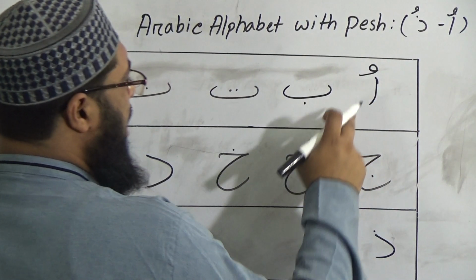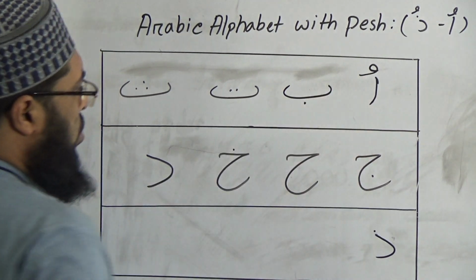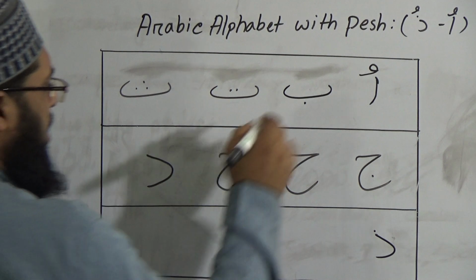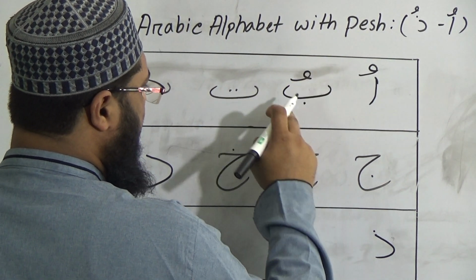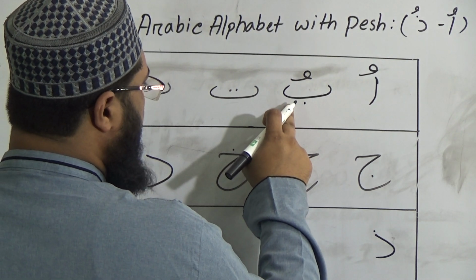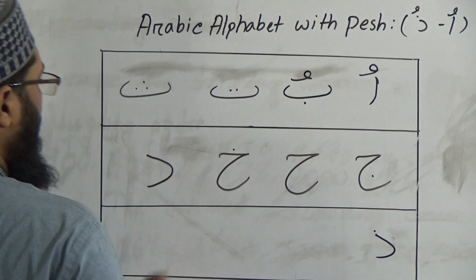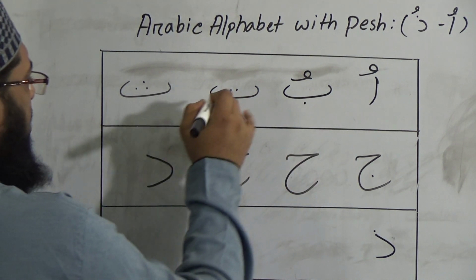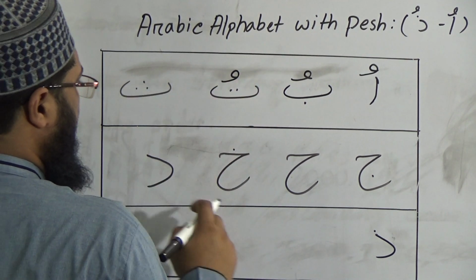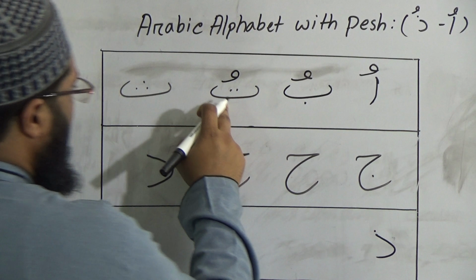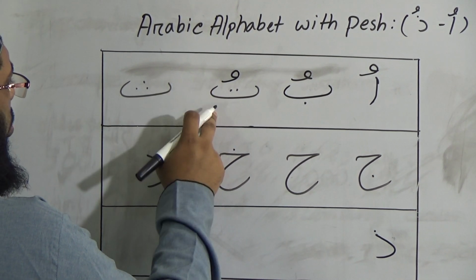Alif Pesh U or Hamza Pesh U. Now I am putting a Pesh over the Ba, and now it will be pronounced like that. Ba Pesh Bu. Now I am keeping a Pesh over the Ta. Now it will be pronounced like that. Ta Pesh Tu.